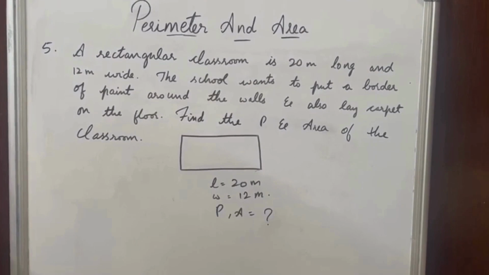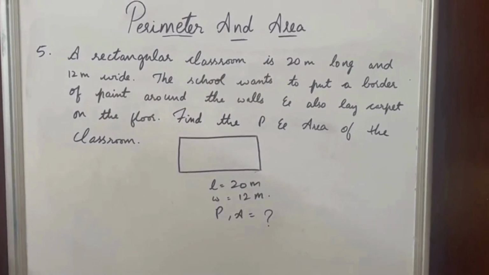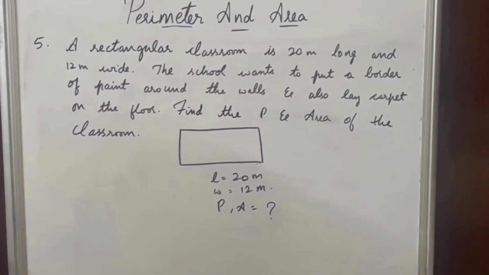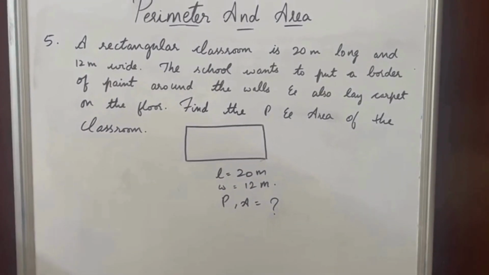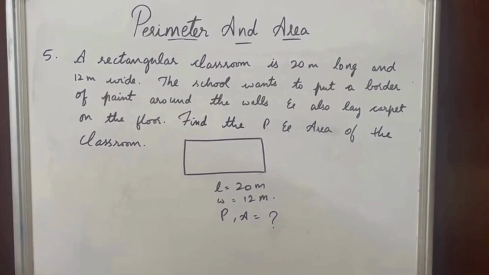This is the next question and I'm going to give this as homework. The question is very simple. The length is given and the width is given. You just have to find the perimeter and area. So comment down the answer.